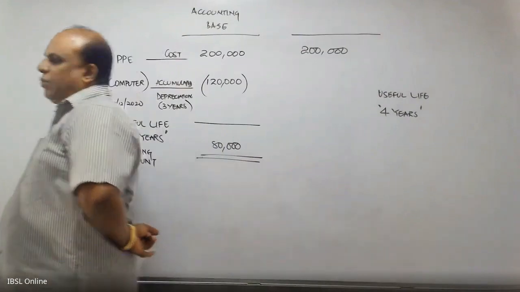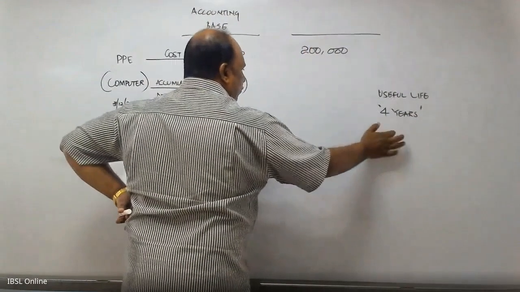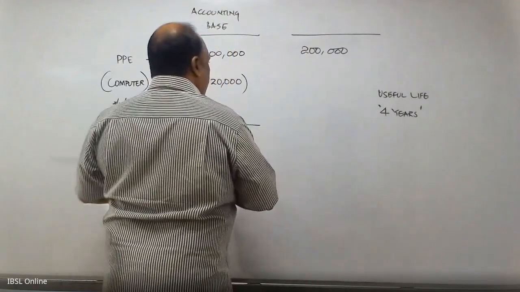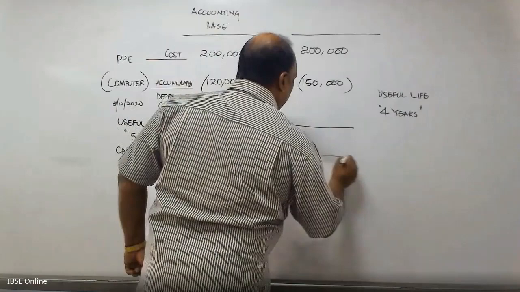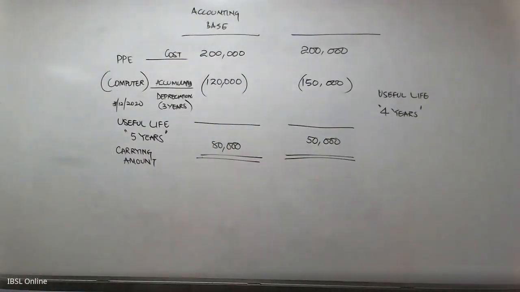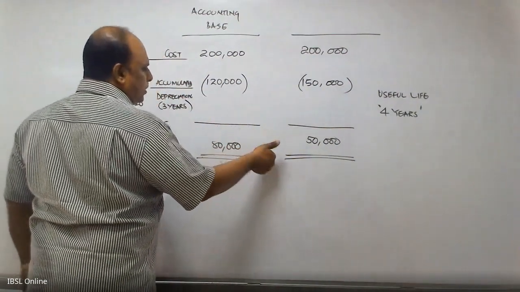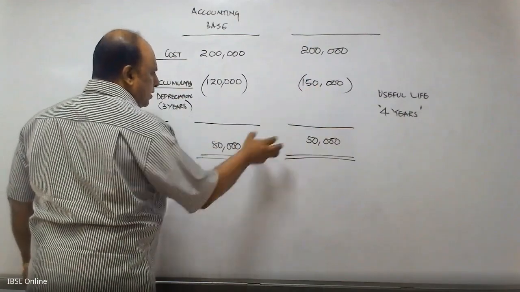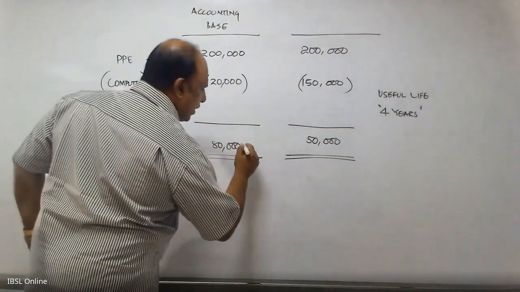Now quickly calculate the depreciation. What is the accumulated depreciation for 3 years? 150,000. Very straightforward. 200 divided by 4 per year, I get 50,000. 50,000 into 3, I get 150. Now what happens with the carrying amount? My carrying amount is 50. Now you see, this is what your accounting base is, and I gave you an option to calculate it at the rate of 4 years. You end up at 50,000. Now you create a difference.